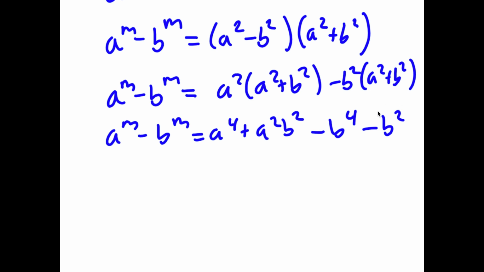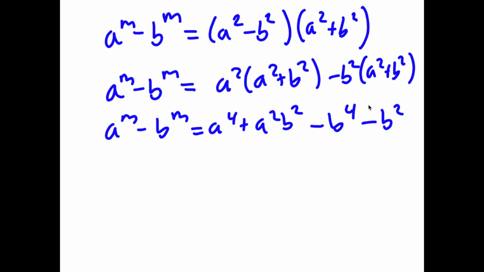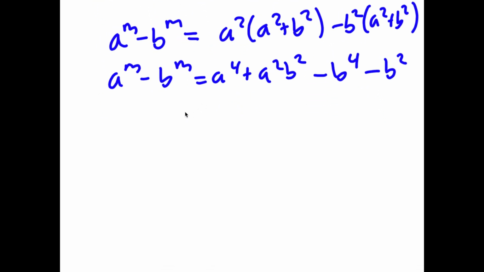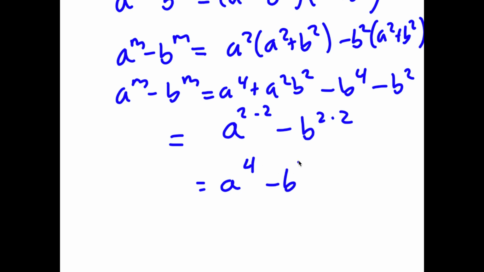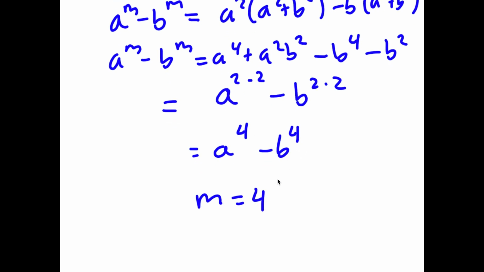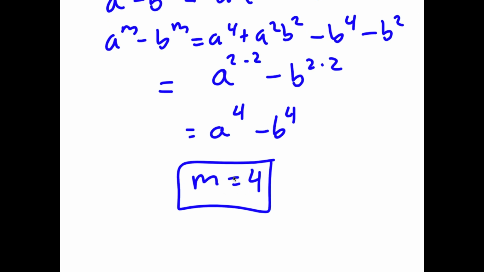So now I can replace a and b back in, or sorry, before that actually, this is going to be the same thing as a to the power of 2 times 2 minus b to the power of 2 times 2, which is equal to a to the power of 4 minus b to the power of 4, meaning m is equal to 4. So this is my solution.